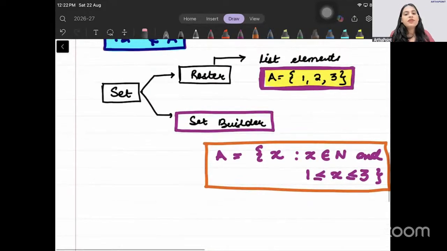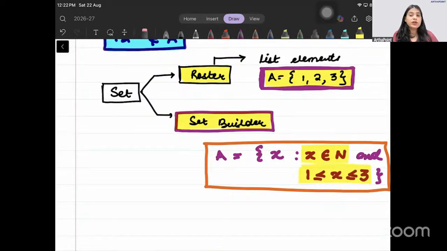So in roster form, we are just giving the elements of the set. So if the set contains 1, 2, 3, I am just giving the elements that it contains: 1, 2, 3. And if I have to write in the set builder form, then I am not giving the elements. I am just giving the definition. So instead of saying that it contains 1, 2, 3, I am saying X is a natural number and X is between 1 and 3. Right? So I'm not saying what the elements are.